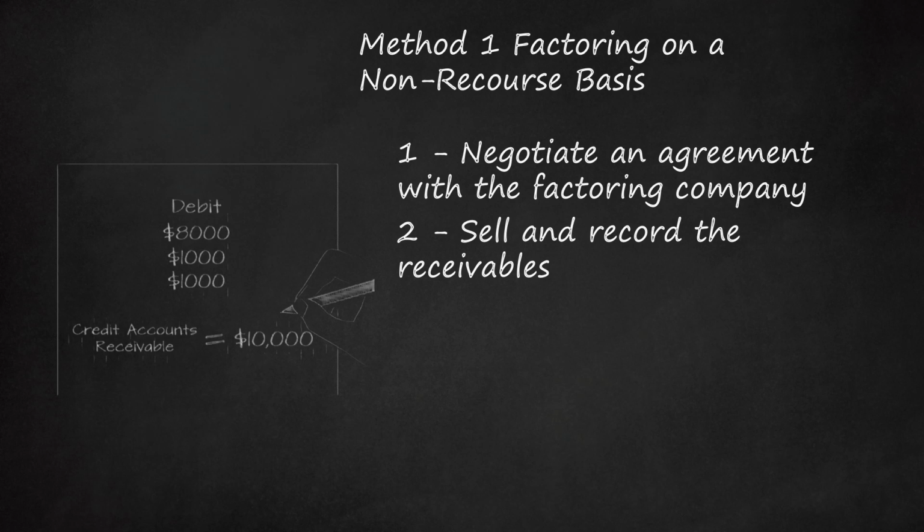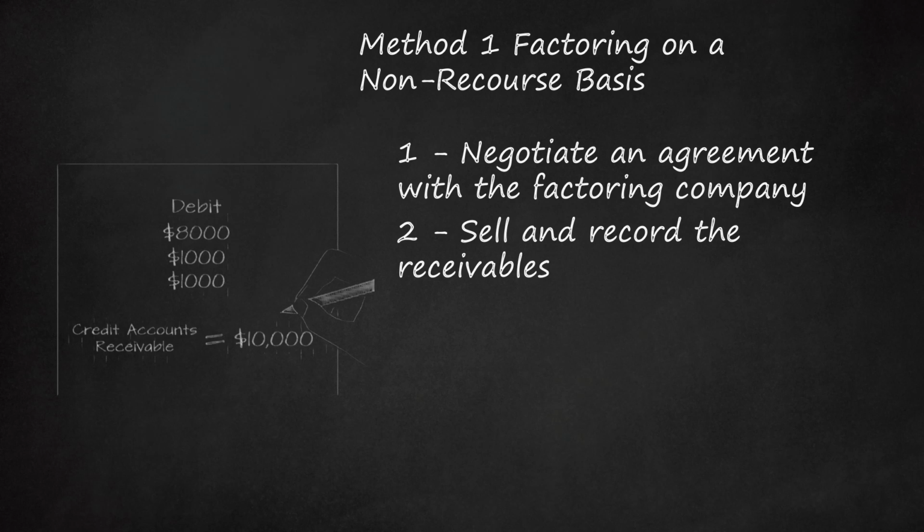Note that these calculations will work equally well in other currencies. To record the journal entry, debit cash for $8,000, debit an account called due from factor for $1,000, and debit loss on sale for $1,000. Credit accounts receivable for $10,000.